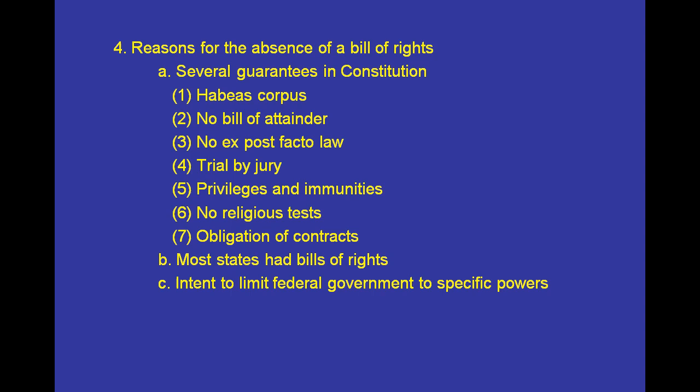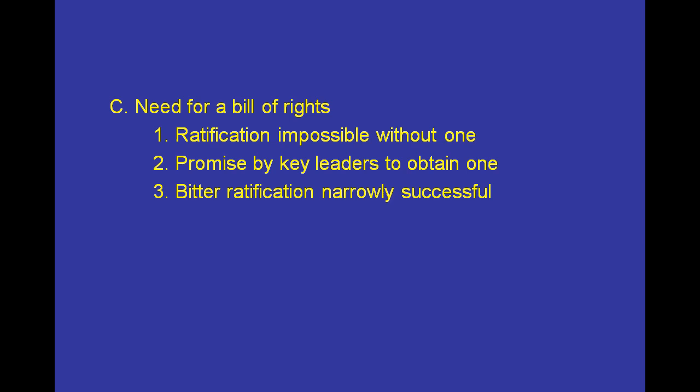Most states already had bills of rights, and they felt it wasn't really necessary to have a national bill of rights. The intent of the Constitution was to limit the federal government to specific powers, not necessarily to grant individual freedoms. But as the argument for ratification went, there was a need for a bill of rights in order to get the state conventions to ratify the Constitution. Key leaders like Madison and Hamilton had to promise that Congress, after the Constitution was ratified, would begin the process of writing a Bill of Rights, the first 10 amendments of the Constitution.